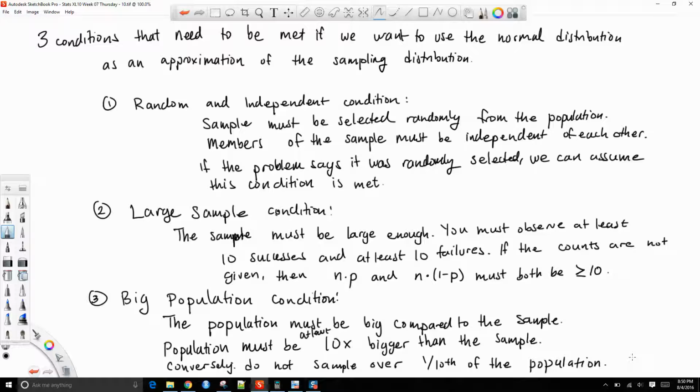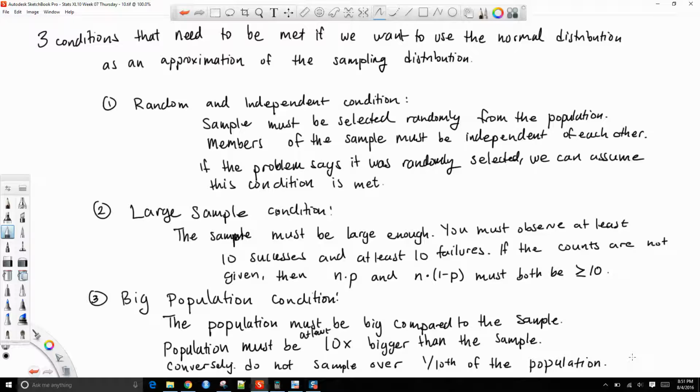So N times P is 50, that means I got 50 yeses. And if I got 25% yeses, that means I got 75% nos, 1 minus P. And I do N times 1 minus P, and then I would say, oh, that means I got 150 nos. Both of those numbers are bigger than 10, okay? So if you're not given the counts, you might have to do a little bit of math to figure out what the counts are.